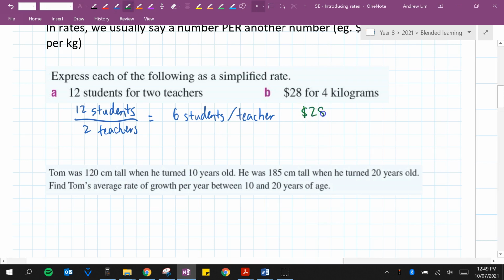Or for question B, we got $28 for 4 kilograms. So all we need to do is do 28 divided by 4, which is just $7 per kilogram, for 1 kilogram.